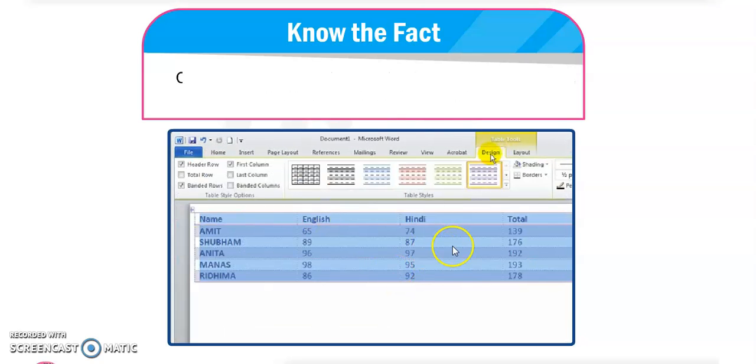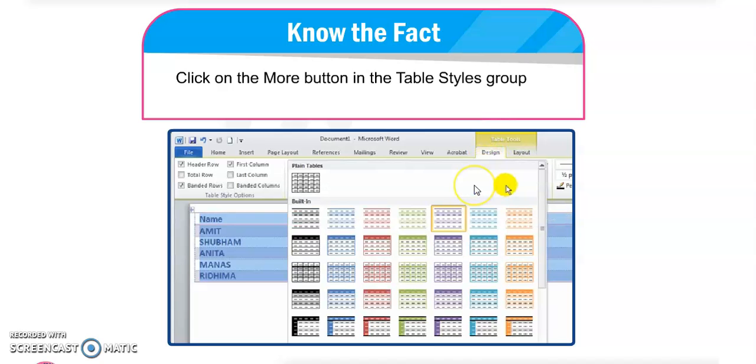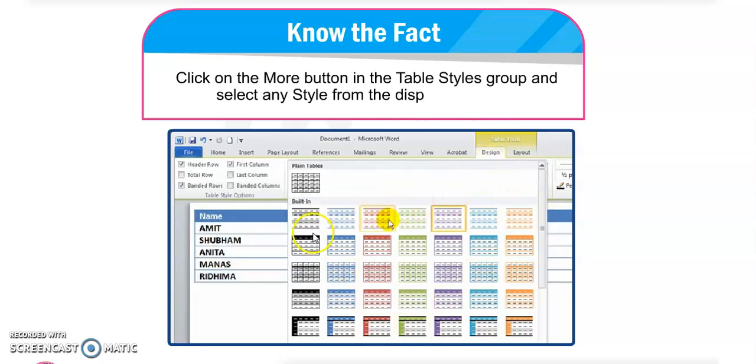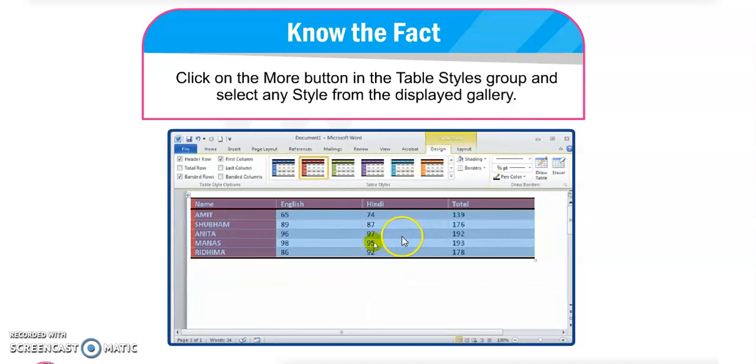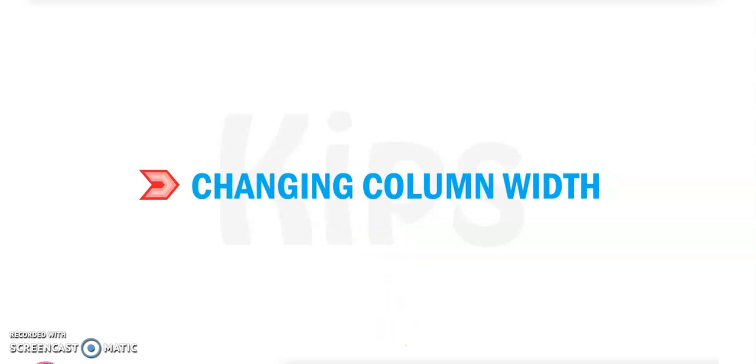Select the table and click on the Design tab. Now click on the More button in the Table Style group and select any style from the displayed gallery. Like this, you can make changes in the table.